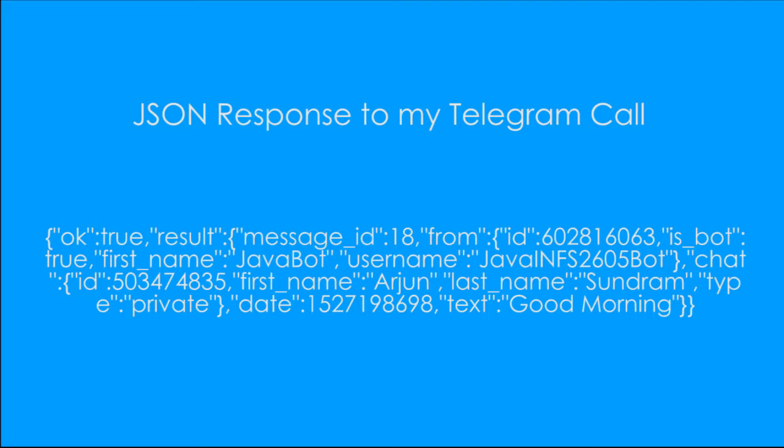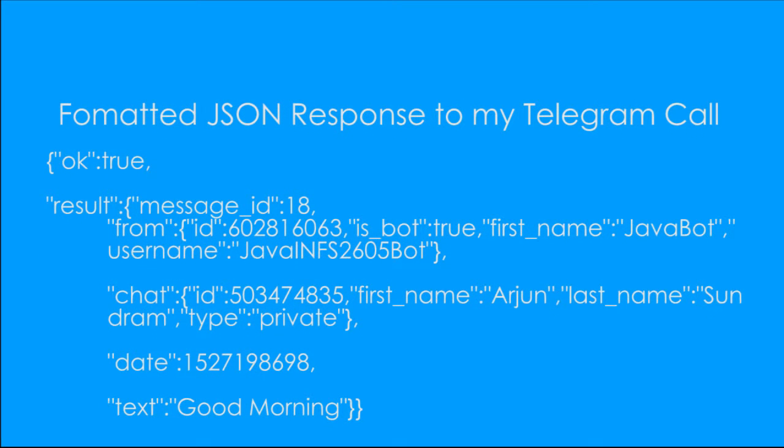It tells me that OK equals true, meaning that it was a success. It also tells me that I sent the text "Good morning" and gives me the date I sent the message. In the response, you can also see the message went from my bot, Java INFS2605 bot, to me, Arjun Sundram. As you can see, it sort of looks like an array within an array, or a collection of name-value pairs.